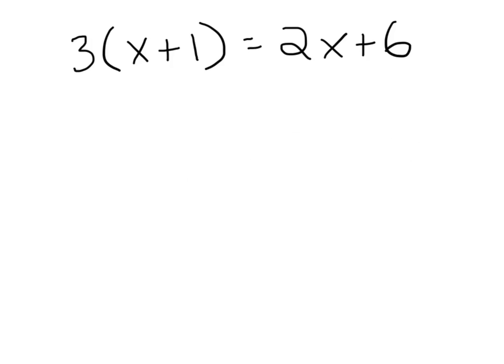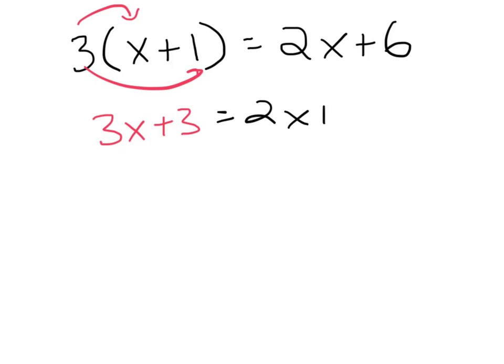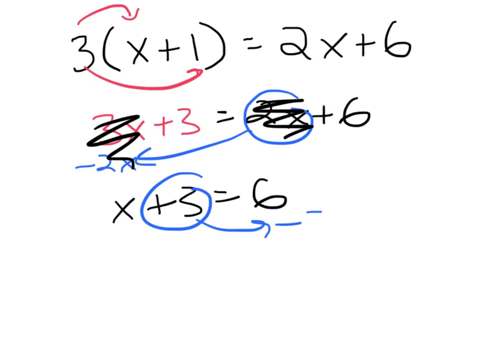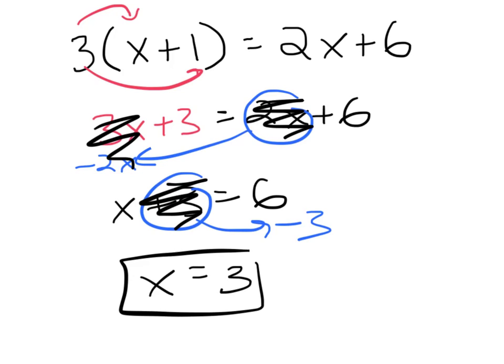Alright, well the first thing I do is I distribute that 3. I have 3 times x plus 3 times 1, and that's going to equal 2x plus 6. Now I'm going to move my 2x to the other side because 2 is a smaller number than 3. 2x becomes minus 2x. 3x minus 2x is x. Plus 3 equals 6. I'm going to move my plus 3 to the other side. It becomes minus 3. And I get x equals 3 as my answer.